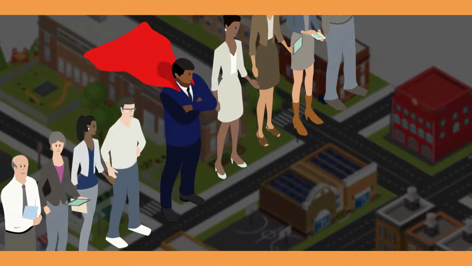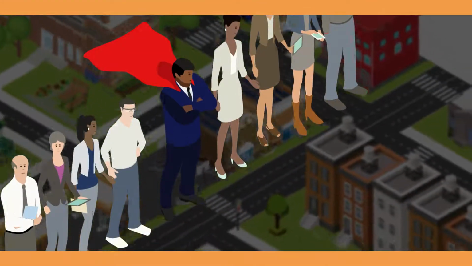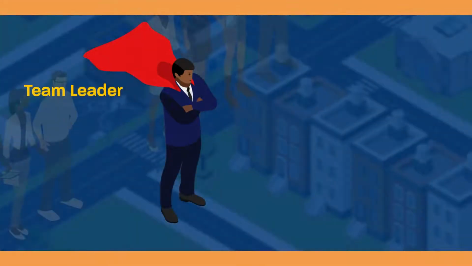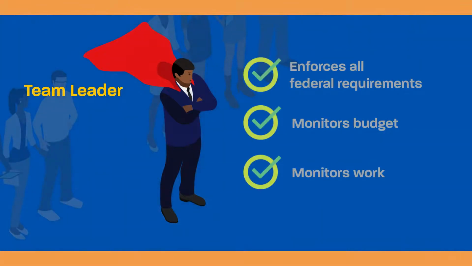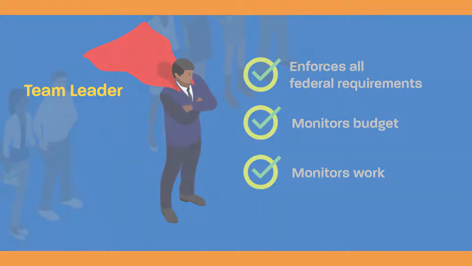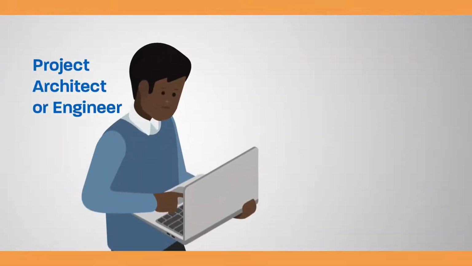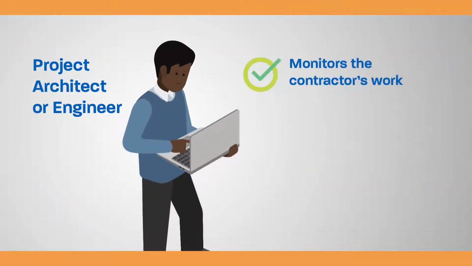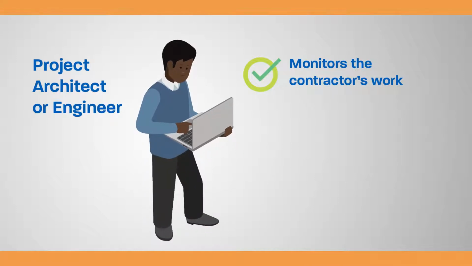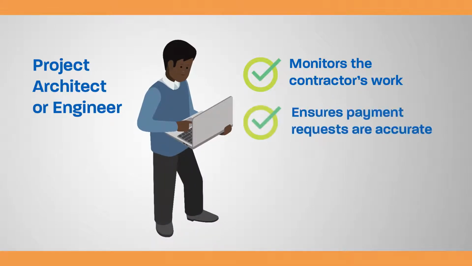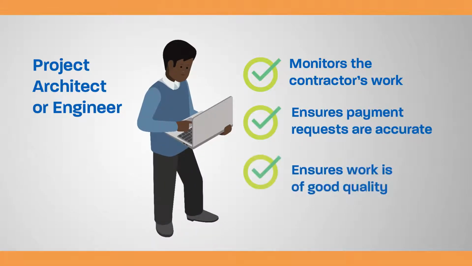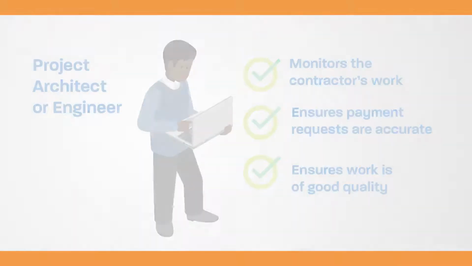Project roles can vary. However, the grantee typically acts as a team leader and is responsible for enforcing all federal requirements and monitoring the budget and all work. The project architect or engineer monitors the contractor's work to ensure that it meets the technical specifications, payment requests are accurate, and the work is of good quality.